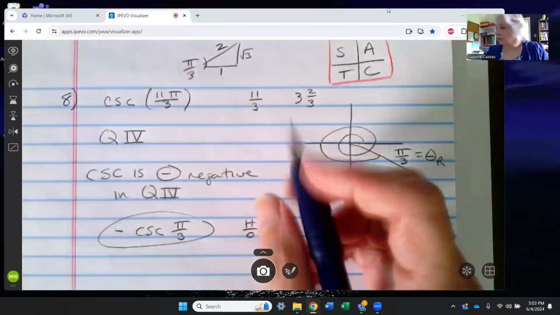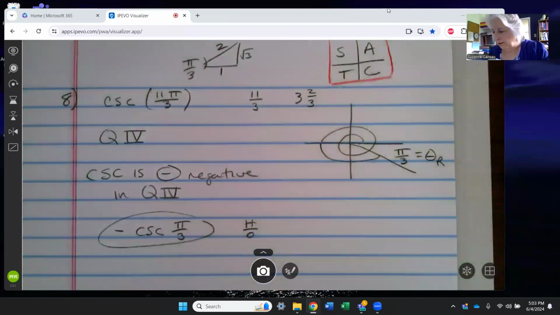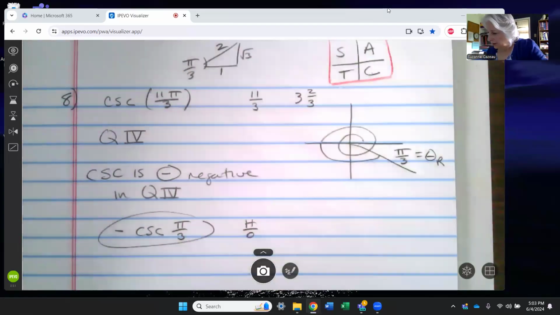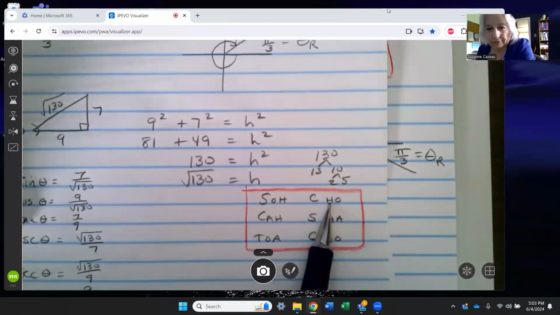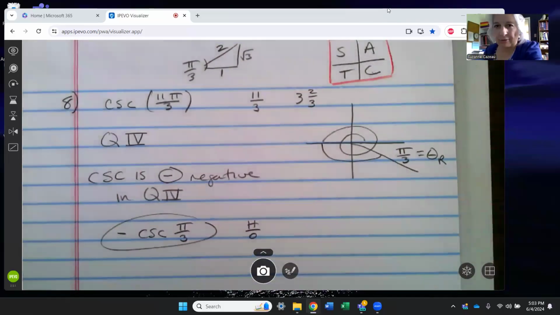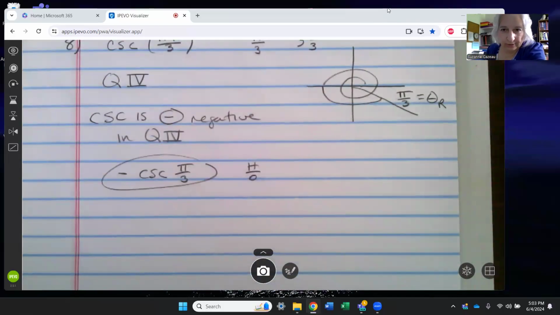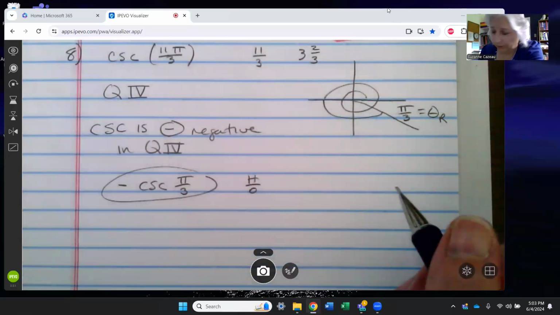And if you need, you can look at your other sheet for reference while you're working again. And where are we at? Okay. So cosecant is hypotenuse over opposite. I'm just double checking because it's so easy to get switched around in your brain on those. So it's a good idea to write those down and refer to them while you work.